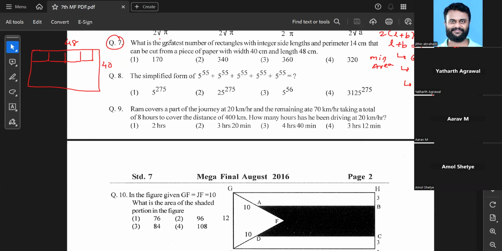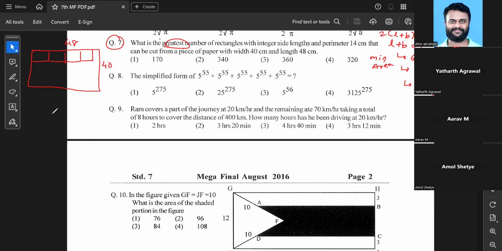Exactly. Since the requirement is for the greatest number of rectangles, the number of rectangles should be the most, which means the smaller you keep the rectangle, the better. You will have to keep smaller rectangles so that you can place a huge number of rectangles. So I'll start with this minimum area. I've got only 3 possibilities.